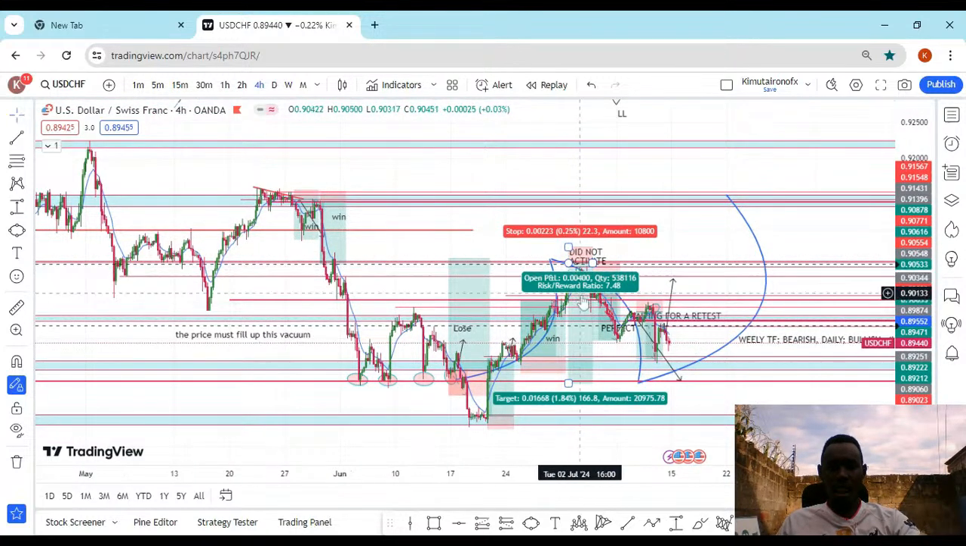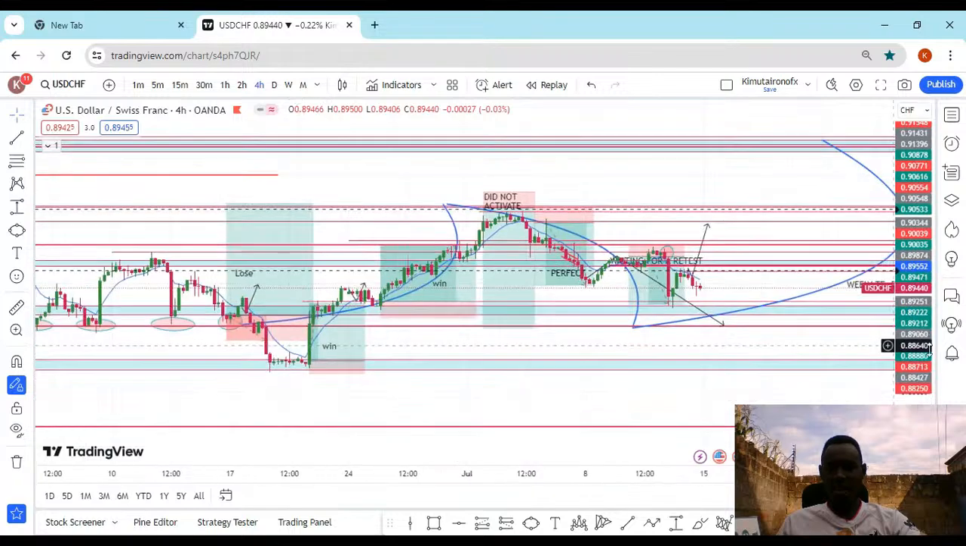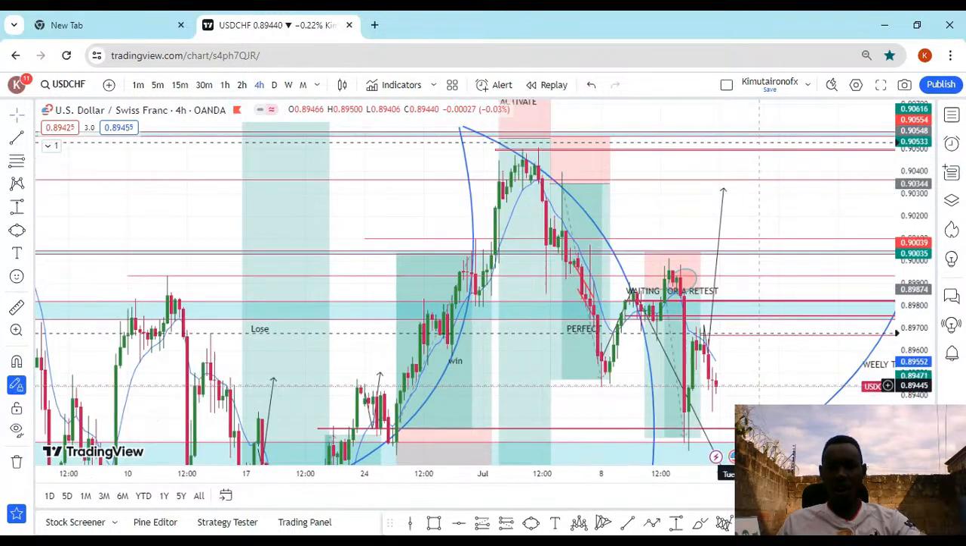Now this trade never activated. Let's zoom in and see how.